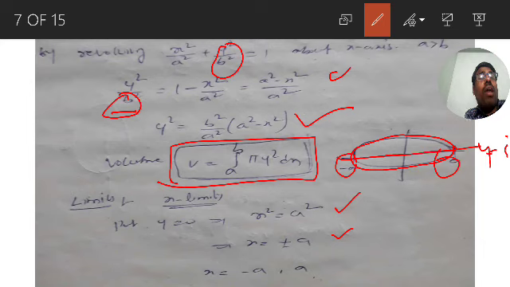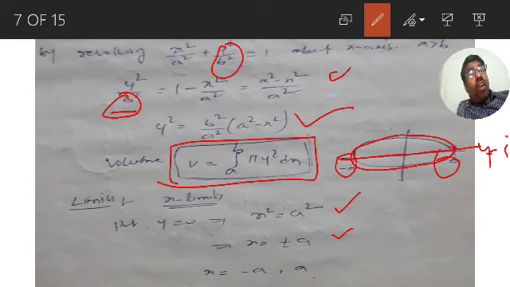So b square by a square into a square minus x square is my y square. Now, what are the limits we got? By putting y equal to 0 in the ellipse equation, x square by a square is equal to 1, that is x square is equal to a square, x is equal to plus or minus a, that is x is equal to minus a to plus a. So we got the limits, we got the y square value.